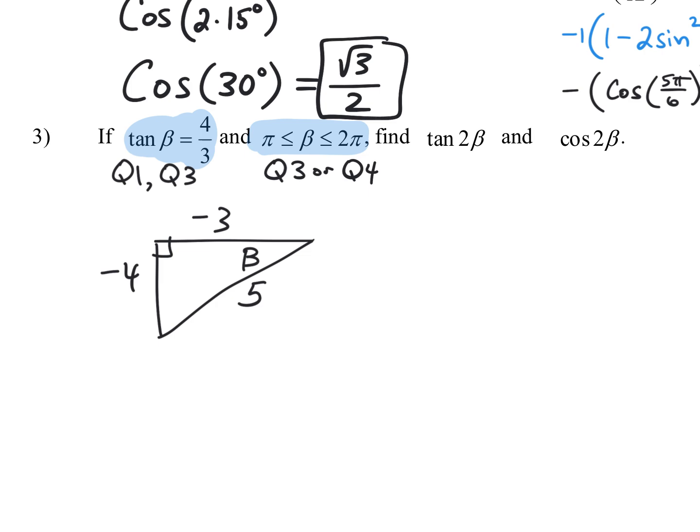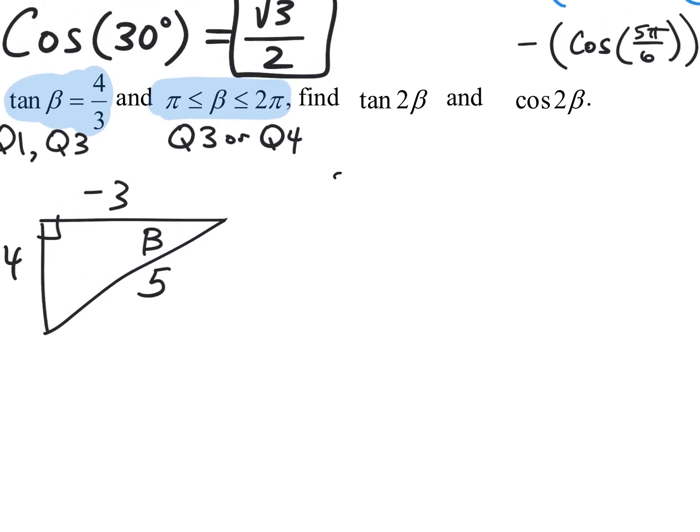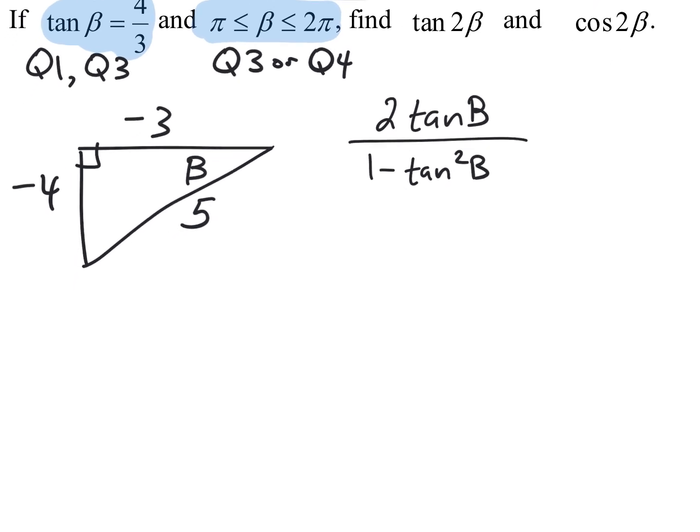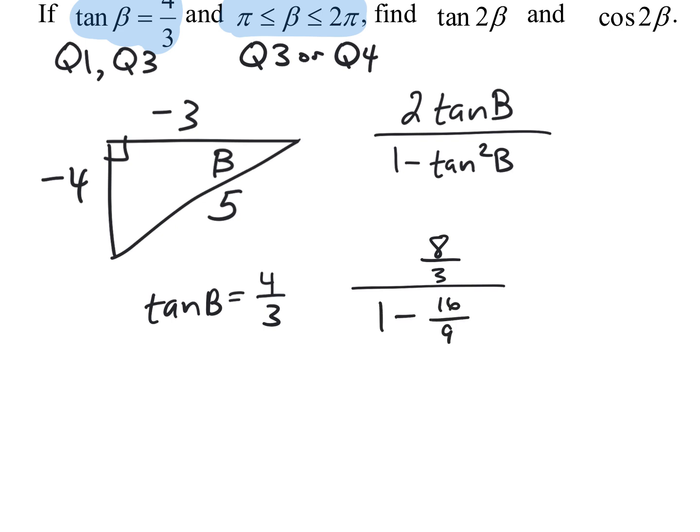So if I want to find tangent of 2B, I'm going to go look at my formula. I know that it is going to be 2 times the tangent of B divided by 1 minus tangent squared B. So what do I need? I really just need the tangent of B. I can see that the tangent of B is 4/3. So if I double that, I'm going to get 8/3 in my numerator and 1 minus 16/9 in my denominator.